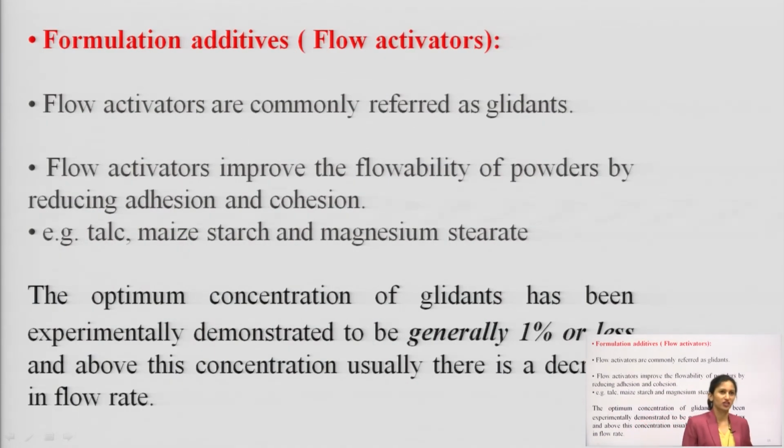Third one is the formulation additive. As I already told you, there are several ways to improve the flow properties of the powder, but the formulation additive or a flow activator, or so-called glidant, is a much more effective way to increase the flowability. Others are assisting ways to improve the flow property, but the best and most result-oriented way to increase the flow property is your flow activator, also known as the glidant.